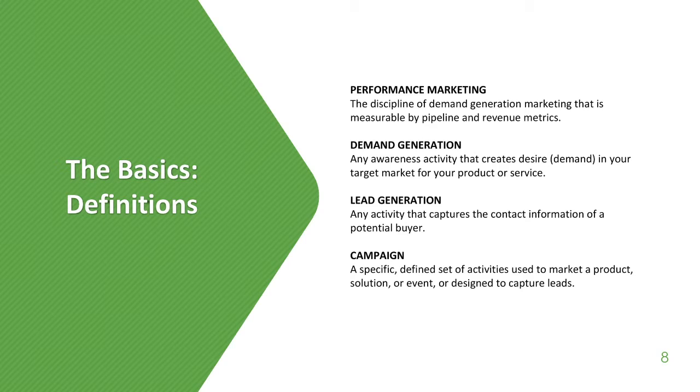So, more definitions. Now, we talked through some of these last time, so this is going to be, again, pretty quick. Performance marketing, we just went through. Demand gen, remember that demand gen is getting people to want your product, service, or solution. Lead gen is getting people to give you their contact info in exchange for some piece of value. Now, a campaign is your specific defined set of activities used to market your product, solution, or event. So that's what we're here to talk about now. We want to tie this back to how it's related to events. So the campaign is designed to capture leads, and it has this defined set of activities to market.